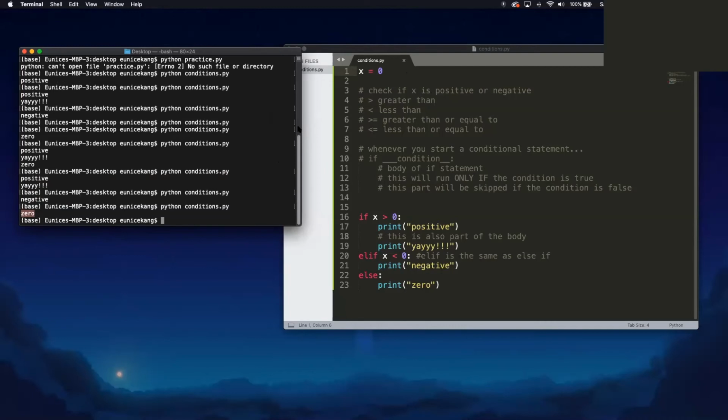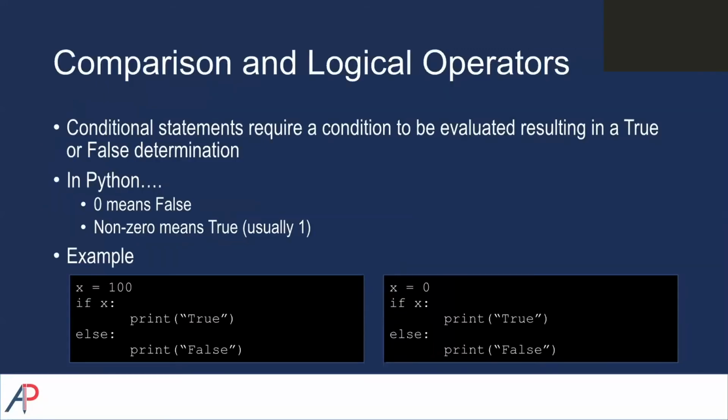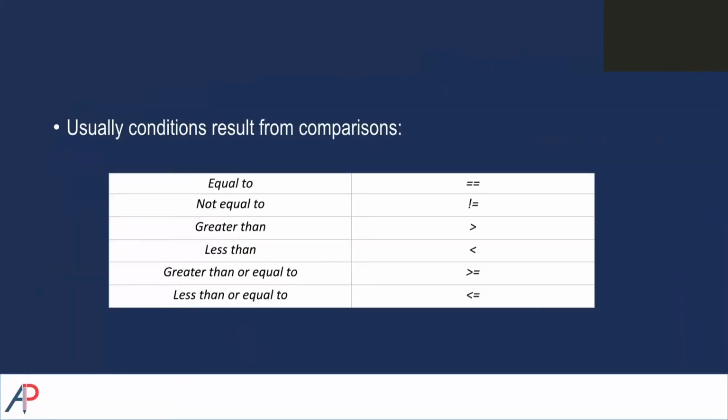Let's go back to the slides. Okay. We talked about the difference between them. We might have talked about some things right here. All right, comparison and logical operators. I'm actually going to skip the slide for now. I'll revisit it because I want to talk about what we just did, actually. So conditions result from comparisons. We saw that before. We used some of these already.